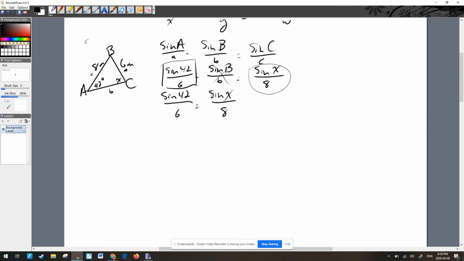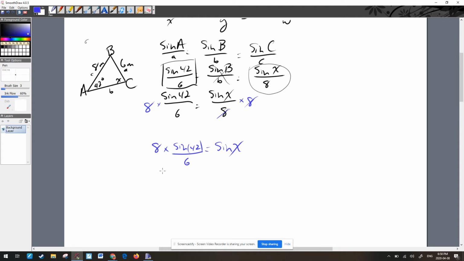So, if I start working through things backwards, grab another color here, this color. I can see that this expression is being divided by 8. Well, the opposite operation of dividing by 8 is going to be to multiply by 8 and multiply by 8. Those 8s are going to go away. They're going to divide out. They're going to become 1. And I'm left with the sine of x is equal to 8 times the sine of 42 over 6.